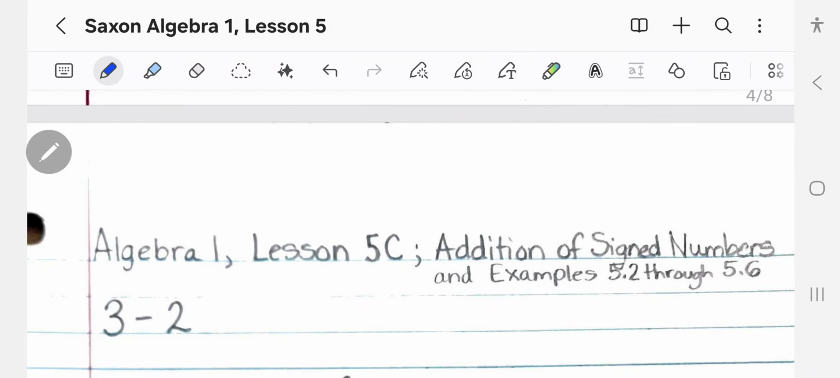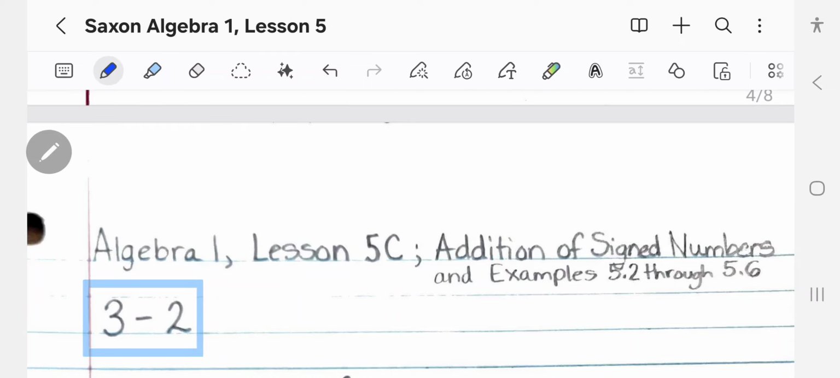This is Algebra 1, Lesson 5C, the addition of signed numbers, and it includes examples 5.2 through 5.6. We start this part of the lesson with an expression. How would you read this expression? And what does that mean?